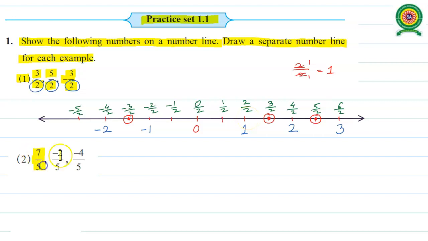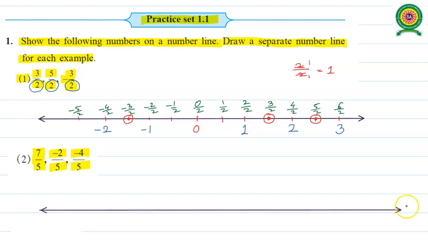Now look at the next sub-question. We have 7 by 5, minus 2 by 5 and minus 4 by 5. So again let us draw the number line. This is our real number line, and we may put R on it. Consider a 0 somewhere on the number line and put a 1 centimeter mark towards the right of 0. Keep in mind that the unit places are equidistant, that means the distance between successive unit places is constant.